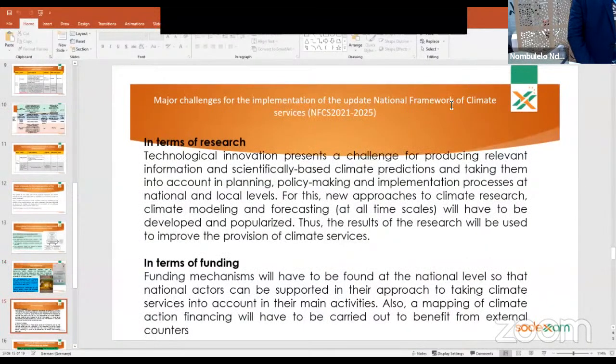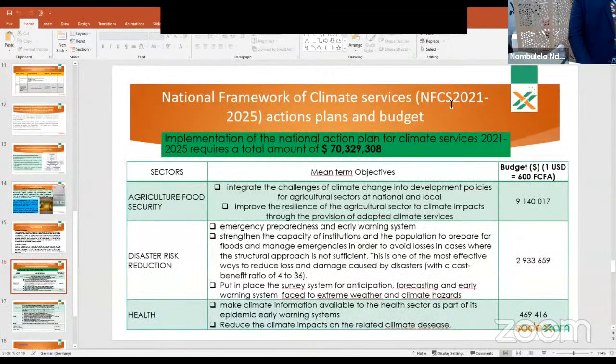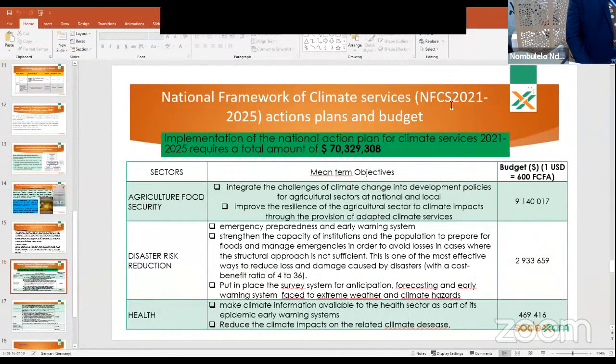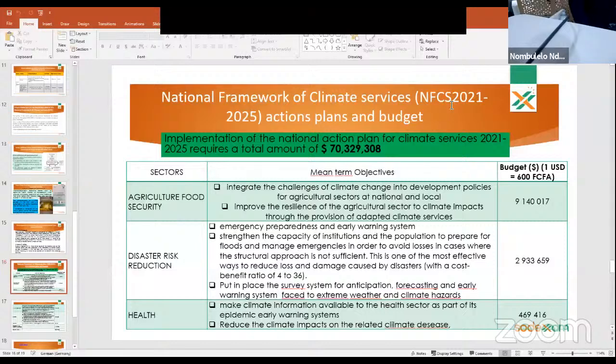We are also challenging in terms of research, in terms of funding. In terms of funding, we have in the action plan some objectives of funding. We request to implement the new climate framework. In agriculture, we need $9 million to complete the implementation of a new framework. For disaster risk reduction it is $3 million.